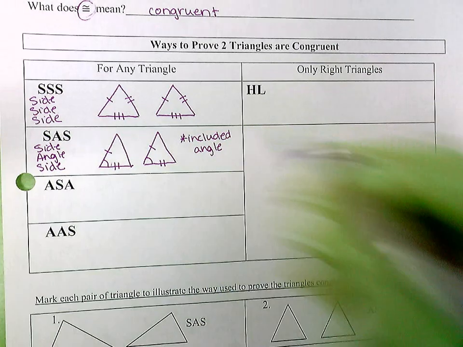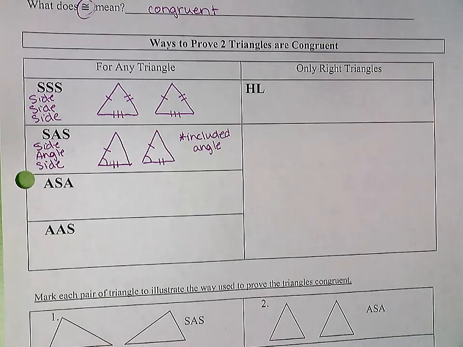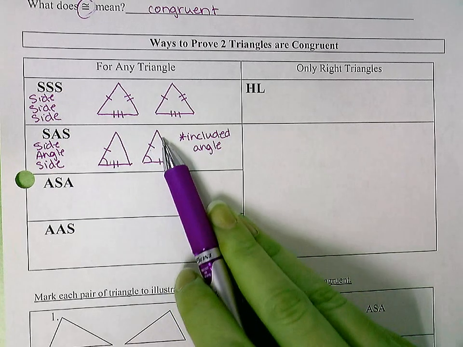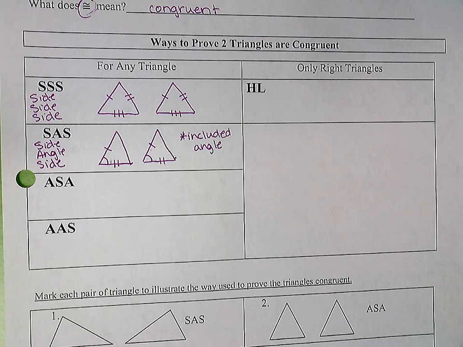So for it to be side, angle, side, your angle has to be between your two sides. Okay, if it's not between your two congruent sides, say it's this angle or this angle, that's not side, angle, side. Okay? No. No. It's neither. It's nothing.